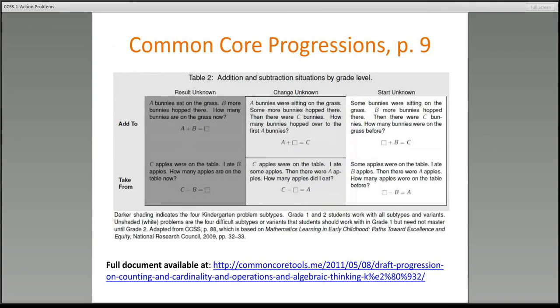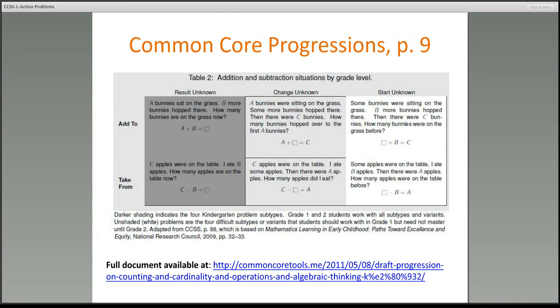This chart is part of a larger one found on page 9 of the Common Core Progressions document that is associated with this domain. I include this portion here because I want you to notice the shading that's used. The result unknown problems are shaded dark gray, and that indicates in the key that kindergarten children should have been exposed to these. So that represents what they should be familiar with when they come into first grade.